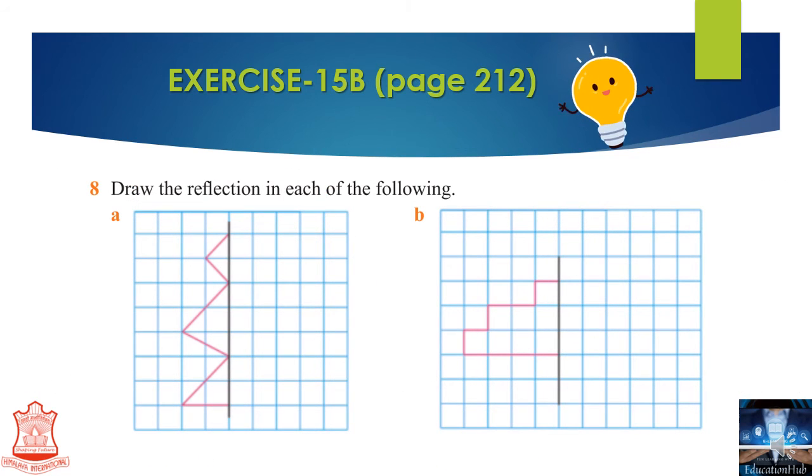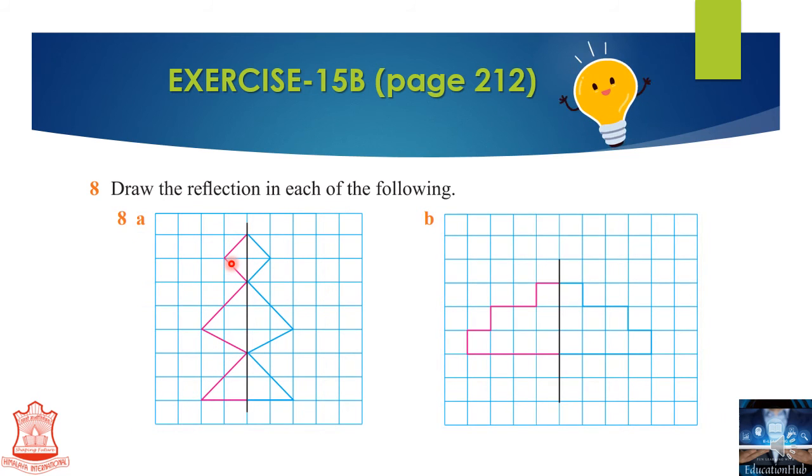Then the next is question number 8. Question number 8 is draw the reflection in each of the following. हमें reflection बनाने हैं. Reflection कैसे बनाएंगे? बहुत simple है. For example, ये एक diagonal है square का, तो हम इस side एक diagonal बना देंगे square का, like this. Now, this is again a diagonal, so we'll draw again a diagonal. जैसा हमारा इस side पे है, वैसे ही हम इस side पे बनाएंगे.